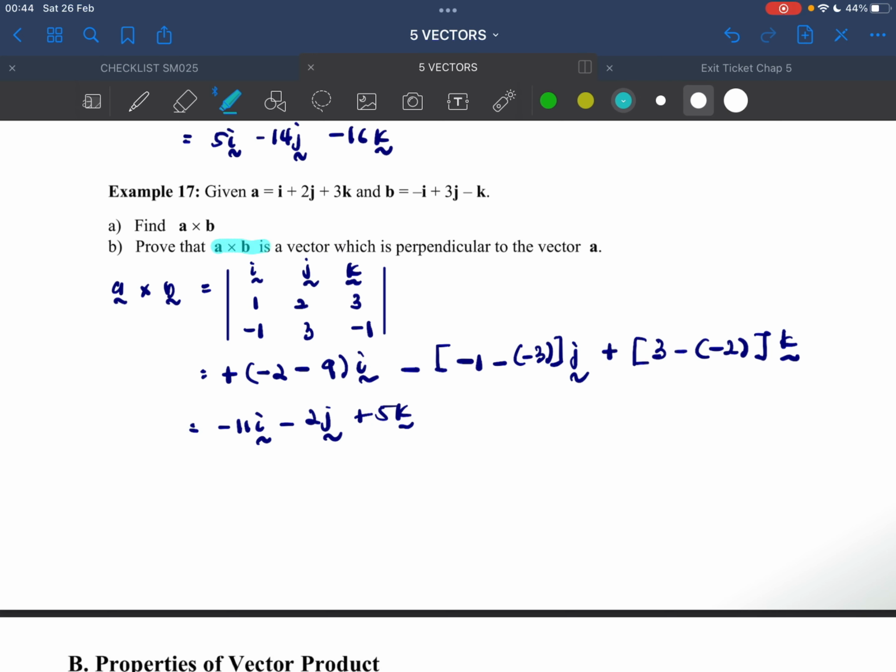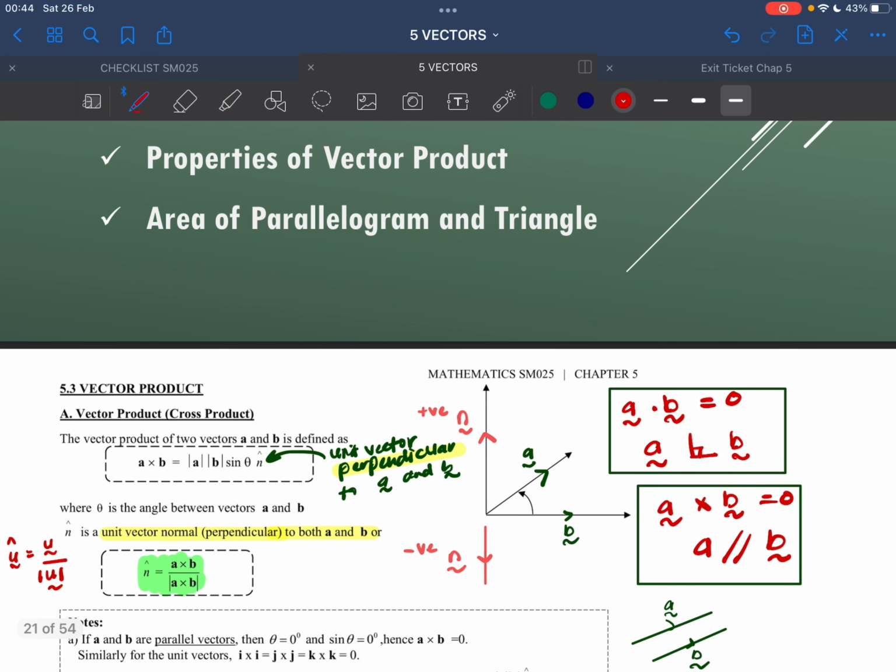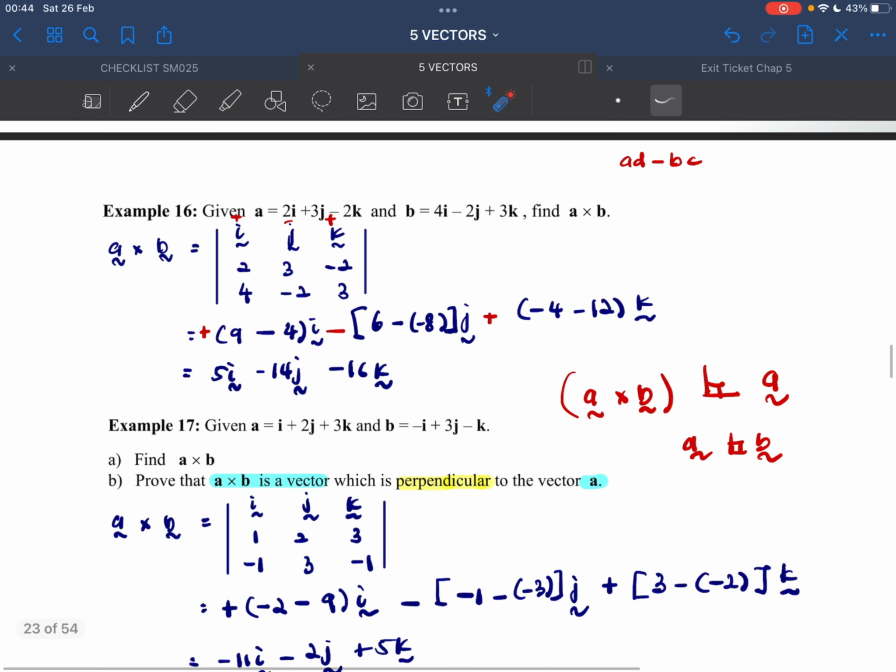So here we have A cross B as one vector, which is perpendicular. The keyword here is perpendicular to the vector A. So what we have to show is that A cross B is perpendicular to vector A. What do you know from one vector being perpendicular to another? Let's say A perpendicular to B. We mentioned this earlier: A perpendicular to B means we have to show that A dot B equals 0.